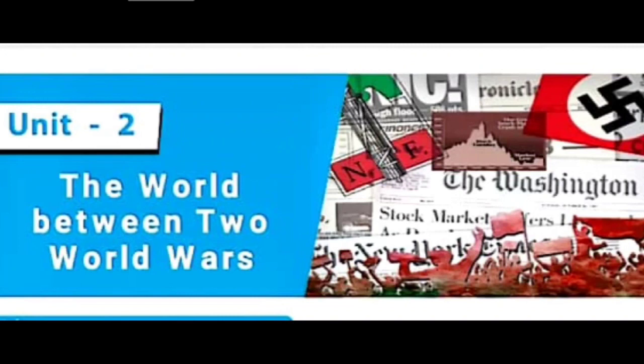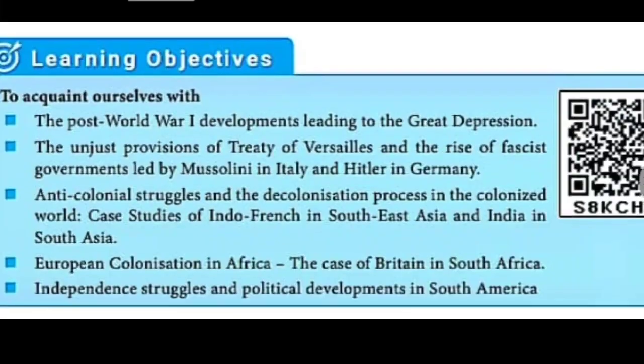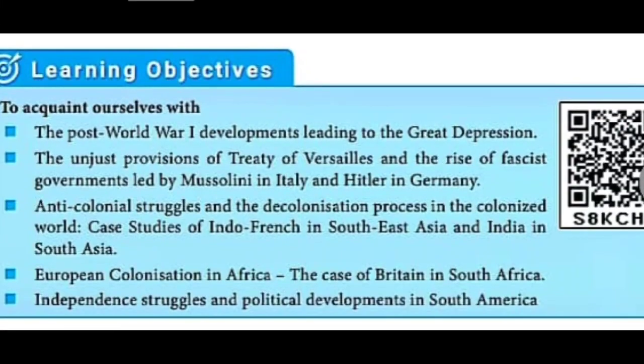Okay, before entering into the introduction, what are the objectives? We can check, children. Through this lesson, we are going to learn about the post-World War developments. Post in the sense, what is that? Pre-World War means before World War I. Post-World War means after World War I. After World War I, what are the developments?